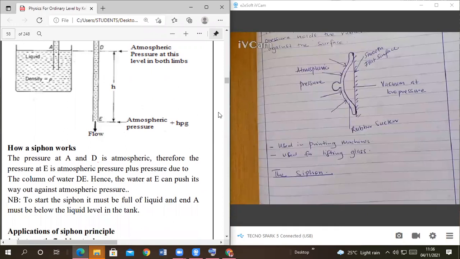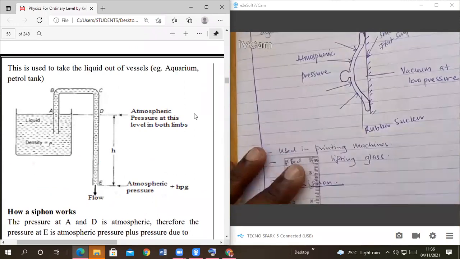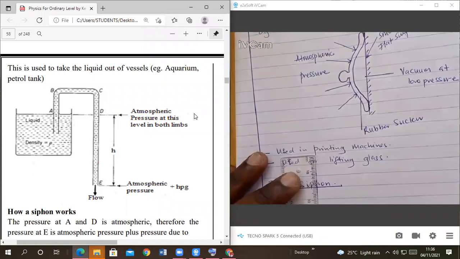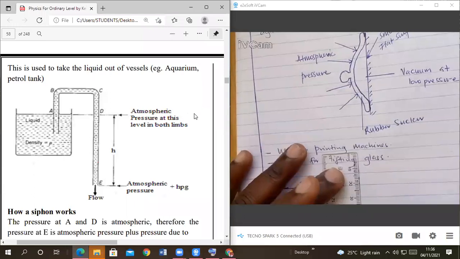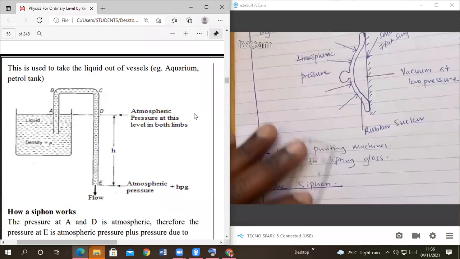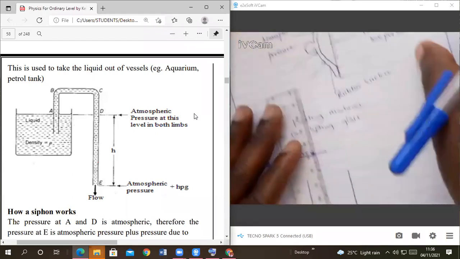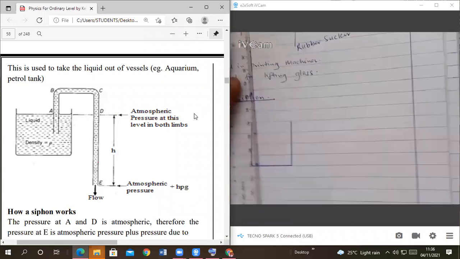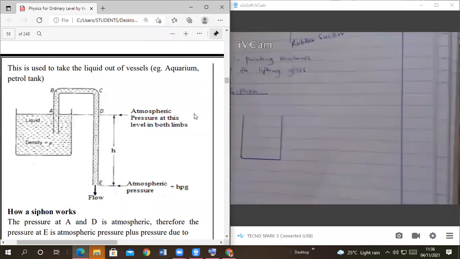Do you have any other question? So let us draw that diagram and explain what takes place. All right, let us proceed now. Let us draw this diagram. I'm drawing and I hope you are also drawing. Yes, we are drawing. Okay, good.